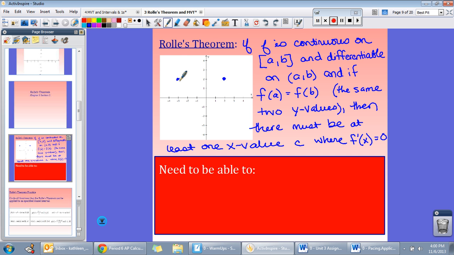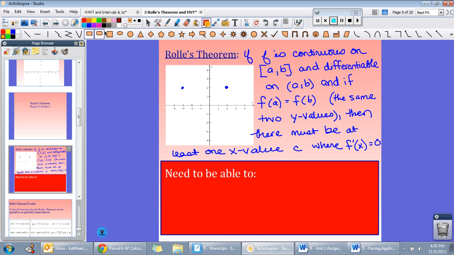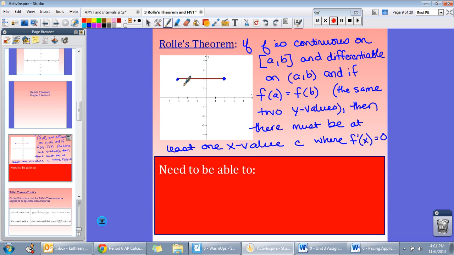You might have something like a trig function that oscillates. You're going to have a horizontal tangent line here, here, and here. You might have a horizontal line that goes from one endpoint to the other, and in this case the slope is 0 for the entire interval. In any possibility, you might try to draw a continuous graph. You're going to have at least one x value where the derivative equals 0.